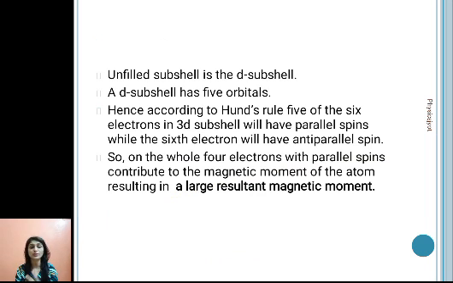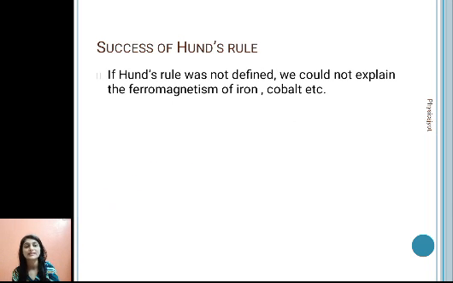So now here we know that in case of iron, I have 4 electrons which are unpaired, which are having parallel spin. So they contribute to the magnetic moment of the atom, and that results in a large resultant magnetic moment. And that is why we say that iron or cobalt, they are ferromagnetic in nature because it has a large resultant magnetic moment. So success of Hund's rule is it was able to explain ferromagnetism in iron, cobalt, and so on.